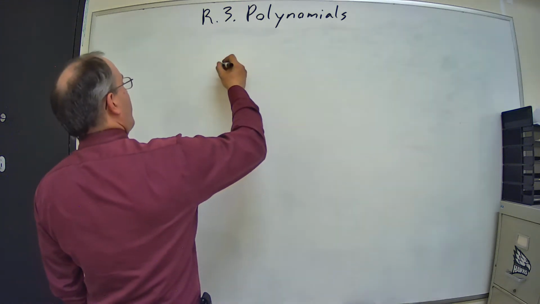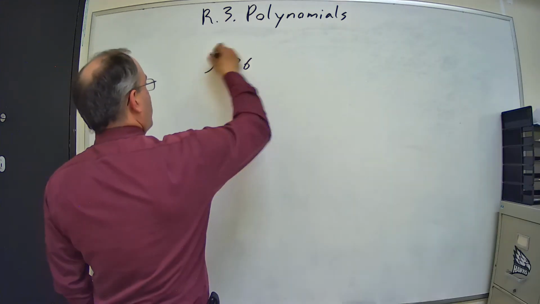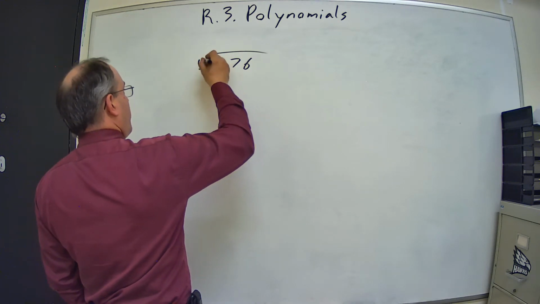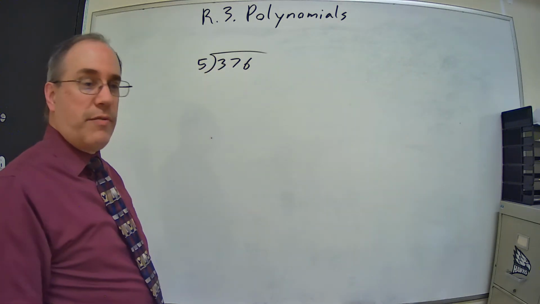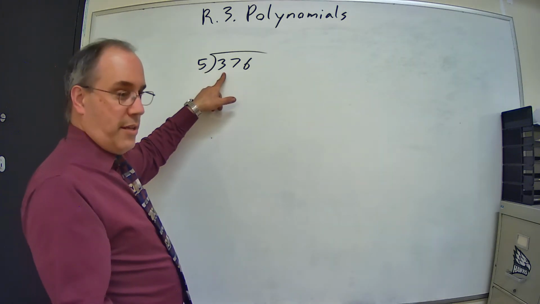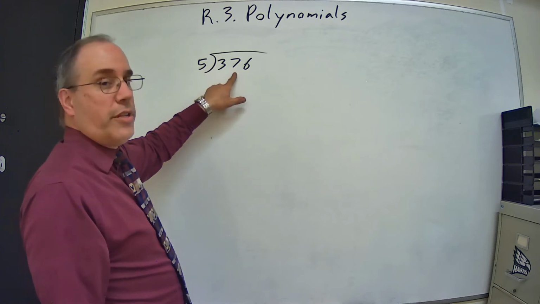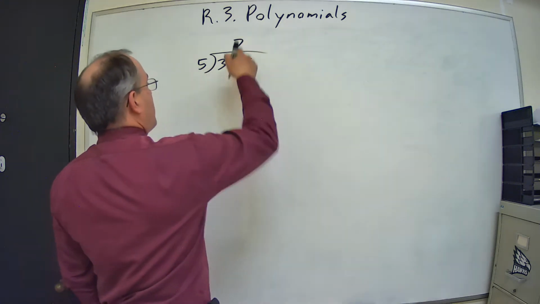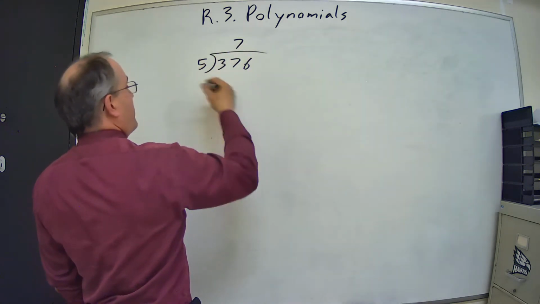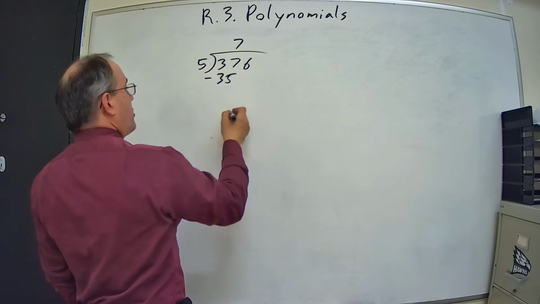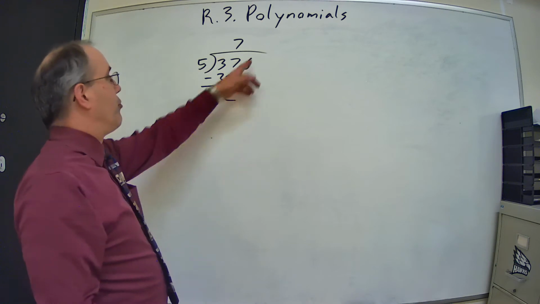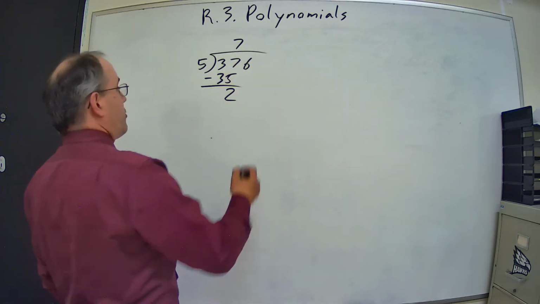So let's say I have 376 divided by 5. Well, what do we do? We say, how many times does 5 go into 3? It doesn't. Okay, how many times does 5 go into 37? It goes in 7 times. So now we take this and multiply it by the divisor. 7 times 5 is 35. And then we subtract. 37 minus 35 is 2. And then we bring down the next value. So bring down the 6.